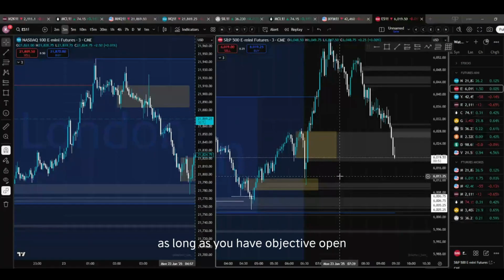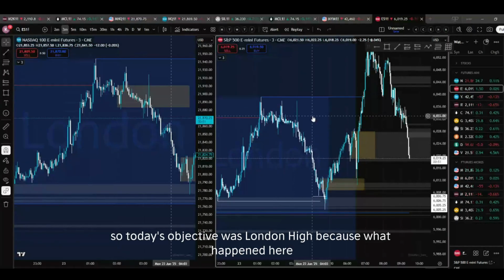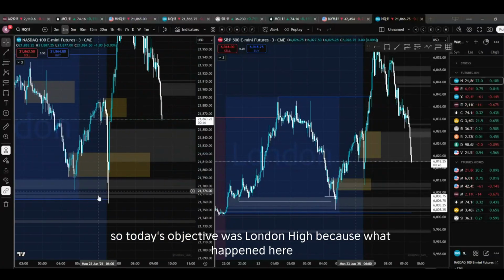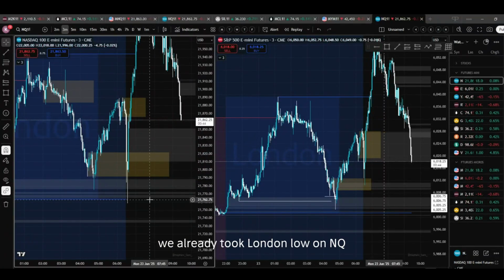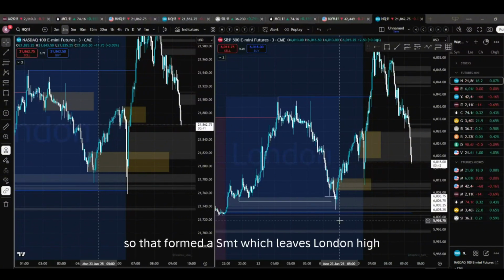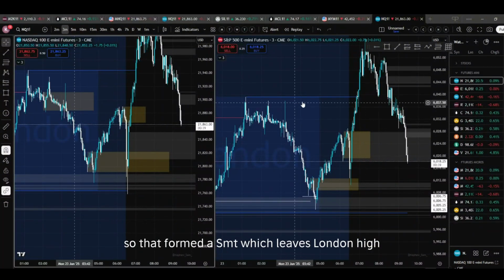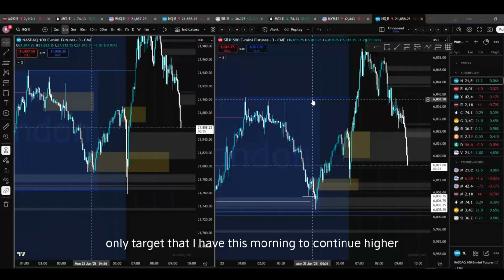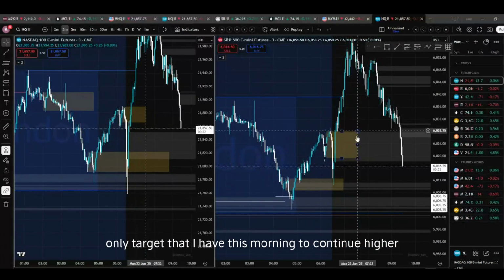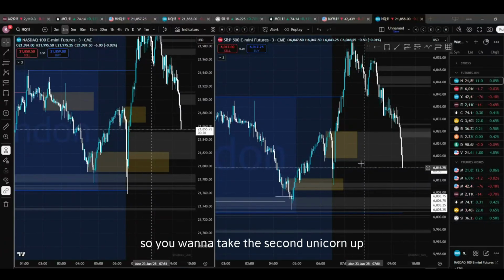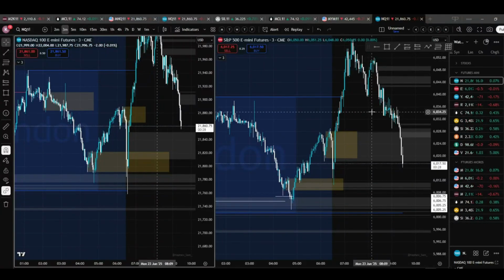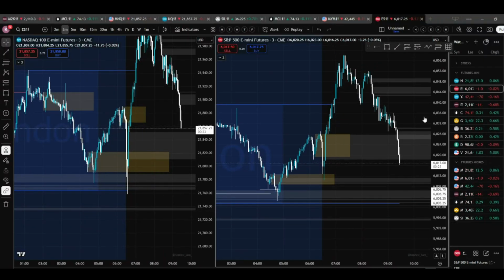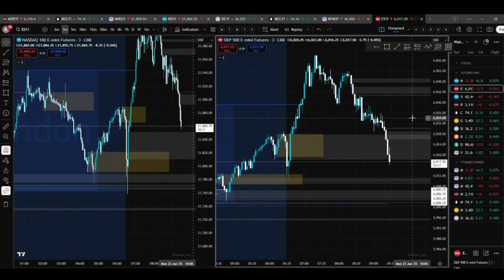Well, as long as you have an objective open. So today's objective was London high, because what happened here, we already took London low on NQ, so that formed an SMT, which leaves London high as the only target, or at least for me, the only target I have this morning to continue higher. So you want to take the second unicorn up. Does that make sense?